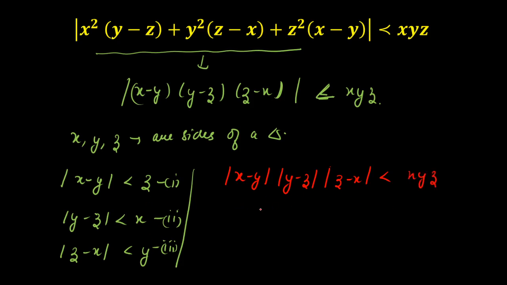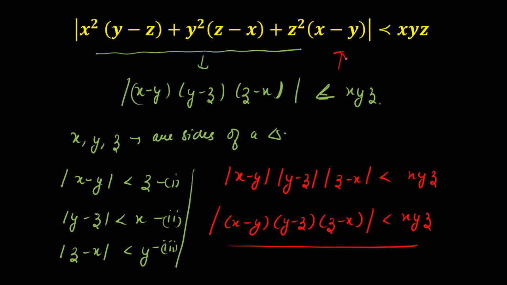Now all these three numbers are positive. I can write this combinedly as the mod of the product of three terms, x minus y multiplied by y minus z multiplied by z minus x, is less than xyz. If we have proved this, then we have proved the original, because this is nothing but the product of three terms. So hence proved.